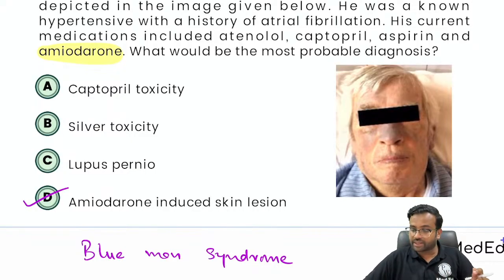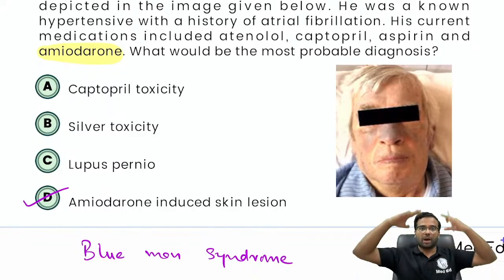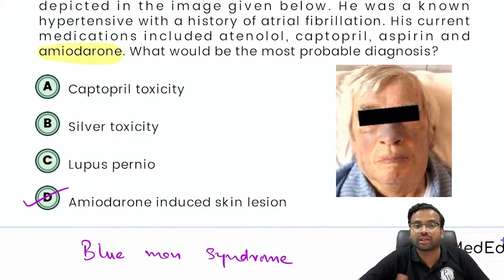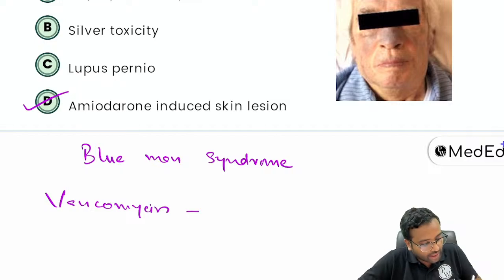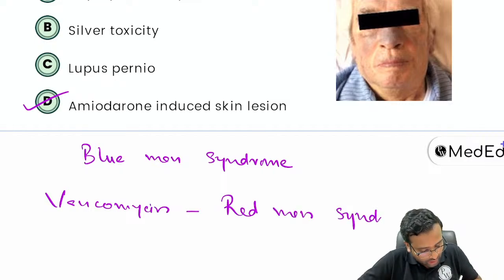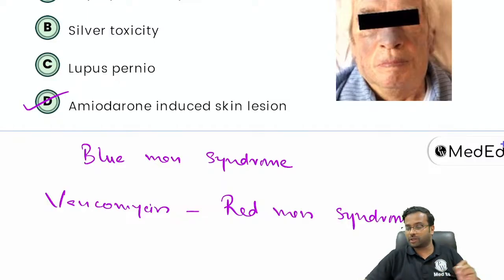So yes, just like blue man, Pankaj is saying that it reminds him of red man syndrome. As all of you know, when you give a quick infusion of vancomycin, what happens? Especially the upper part of the trunk may turn red in color. That's a good point to be noted, because vancomycin can lead to red man syndrome.